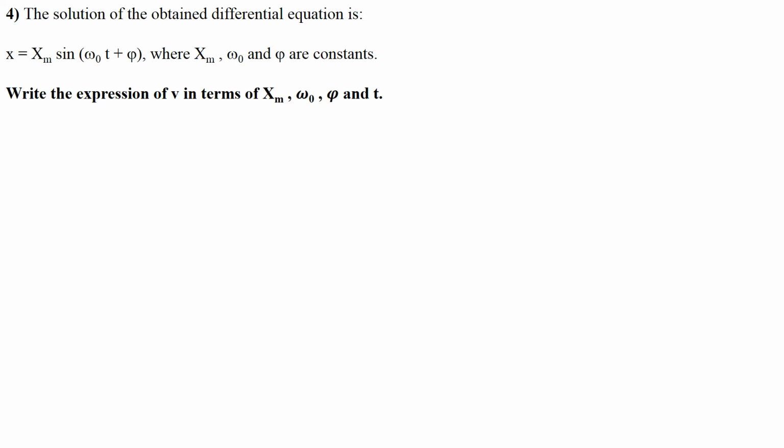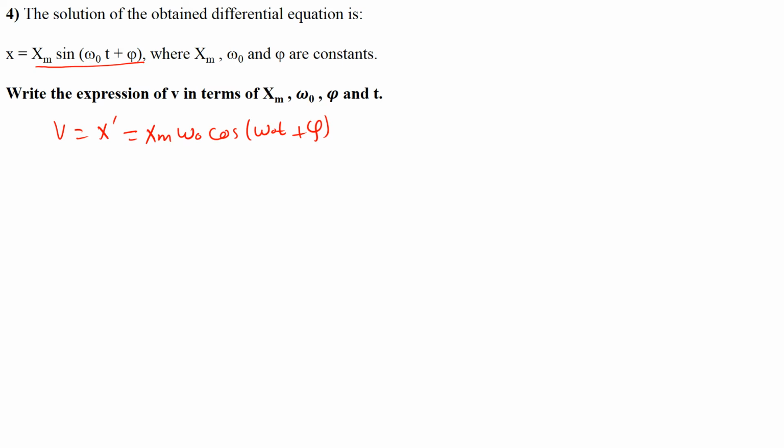The solution of the obtained differential equation is x equals xm sine omega naught t plus phi, where xm, omega naught, and phi are constants. Write the expression of v in terms of xm, omega naught, phi, and t. We know that v is equal to the first derivative of the position. So we have to find the first derivative for this function. We will get xm omega naught cosine of omega naught t plus phi. This is the solution for this part.